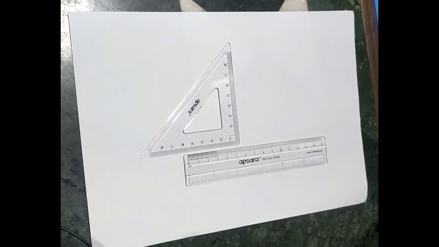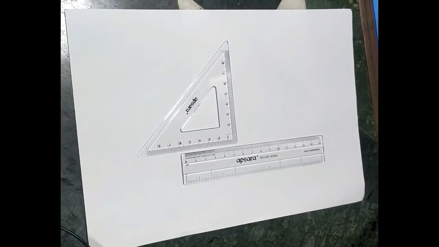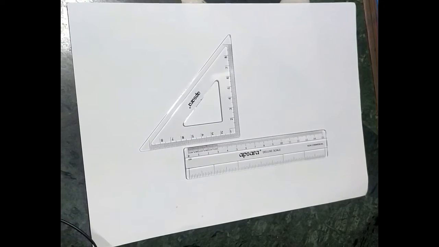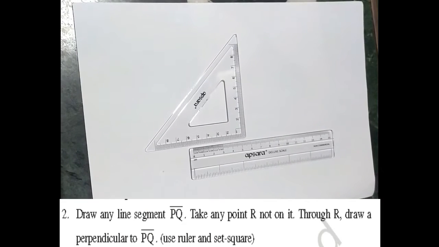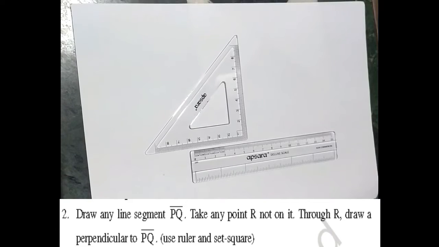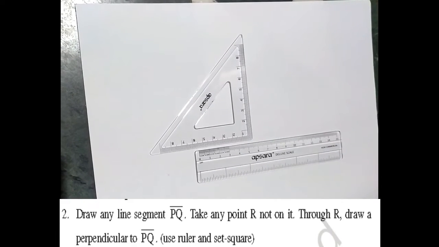So scholars, in our revision class we have started with question number 2 from exercise 14.4, and question number 2 is very easy. So I want everyone to read the question. Draw a line segment PQ, then take any point R not on it. Through R, draw a perpendicular to PQ.